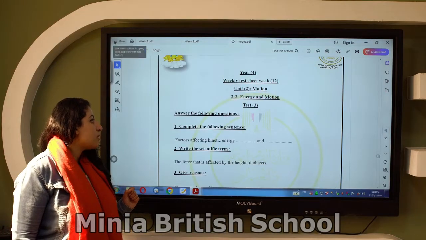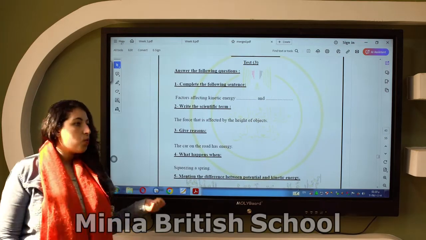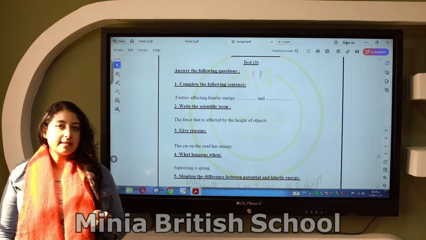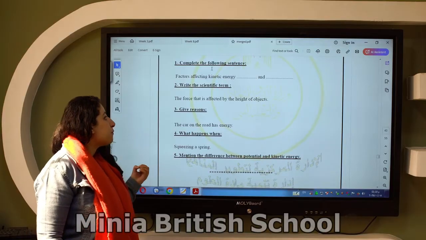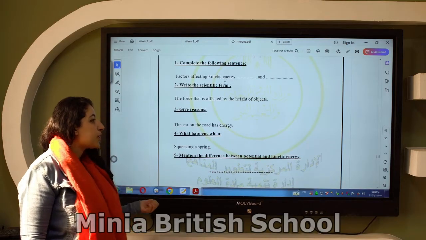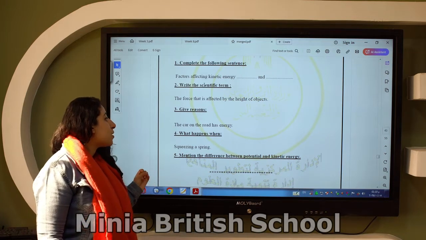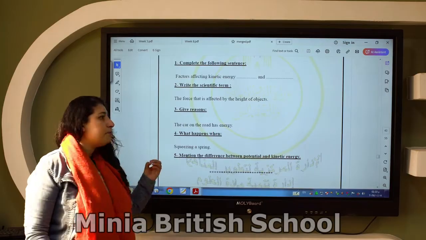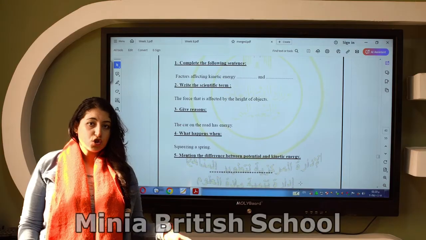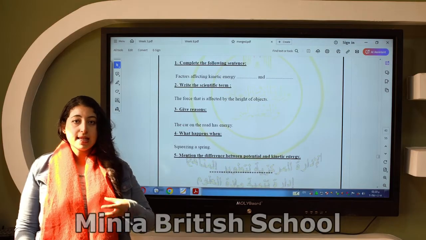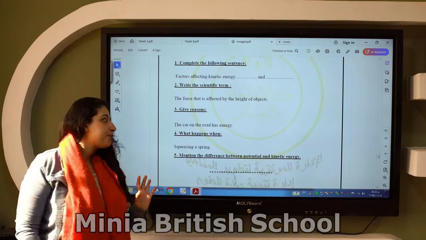Test 3 in week 12. Complete the following. Factors affecting kinetic energy are what? Speed and mass. Yes. Write the scientific term. The energy that is affected by height of objects is potential energy. Give reason. The car on the road has energy because the gasoline inside the car stores the chemical energy that changes into kinetic when the car moves, and also thermal energy because of friction force.